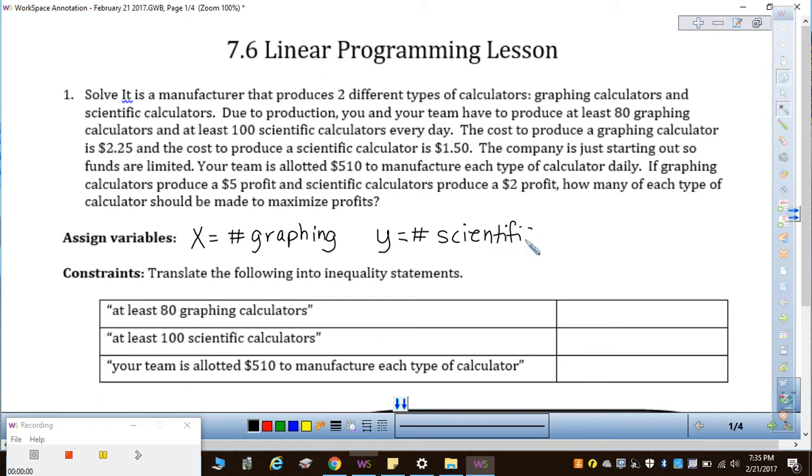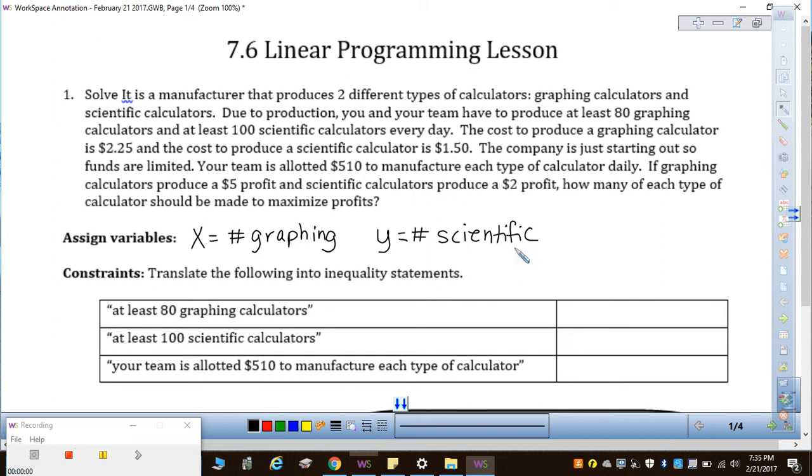When assigning our variables, we want to think about what the problem is asking us to do. Usually in the very last sentence, it says how many of each type of calculators should be made to maximize profits. So we want our variables ultimately to represent the two different types of calculators.